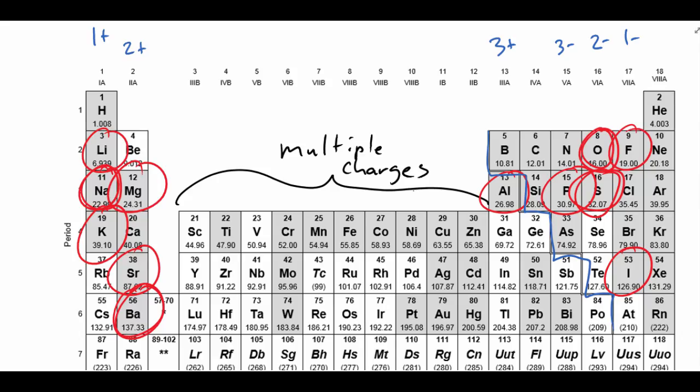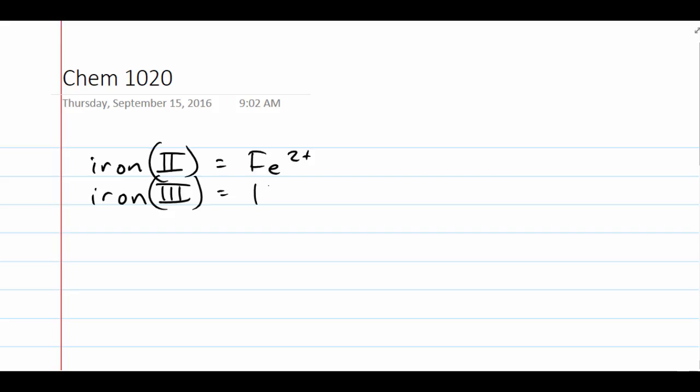So what we do is something like this. In the case of iron, we would say that there's 2 different forms of iron. There's iron 2 and there's iron 3. And we write them with Roman numerals. We say that iron 2 has a 2 positive charge. Iron 3 has a 3 positive charge. Likewise with copper, let's see if we go the reverse direction.